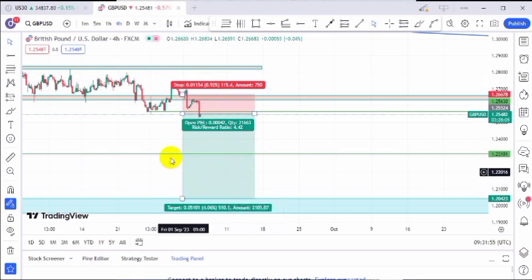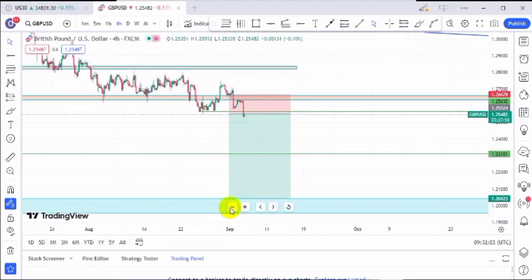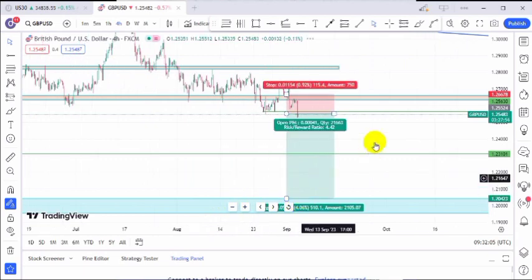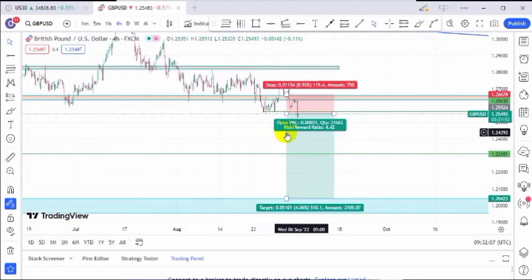So my first take profit, I'll be taking 30% of my profit from the market, from this region, this area of concern. Then my last take profit will be around this region. So that's that about GBP USD.